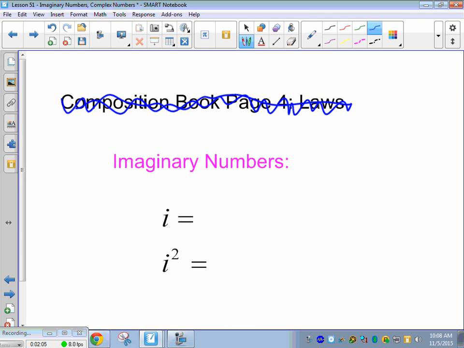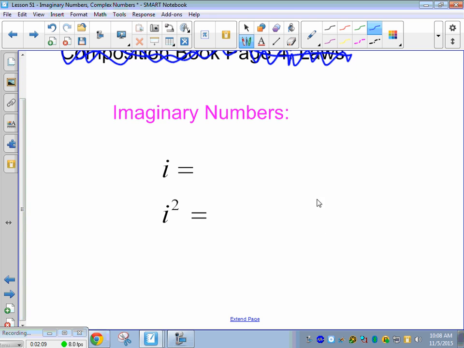So imaginary numbers, we want to memorize a few things. So i, we're going to remember, is the square root of negative 1. So then what is i squared? Well, if I take the square root of negative 1, because that's i, and I square it, it undoes the square root. So I just get negative 1.